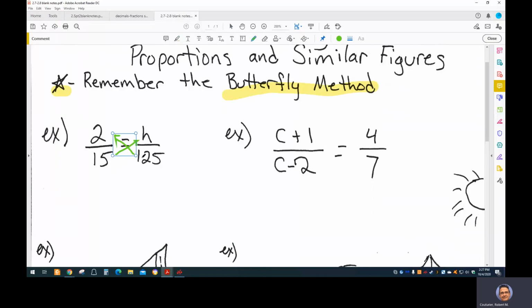Could we use the multiplication property of equality and multiply both sides by their common denominator or something? Yeah, sure, we could do that. But if we just cross multiply, we end up with 250, and cross multiply the other side, we end up with 15h. Then we divide both sides by 15. And the 15s cancel. We're left with an h.